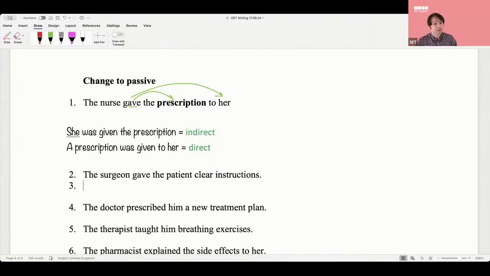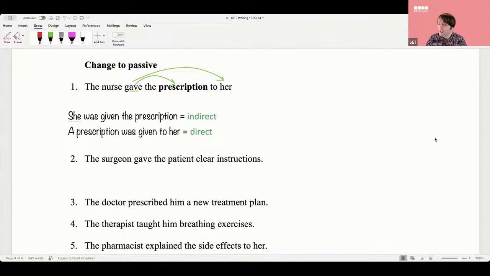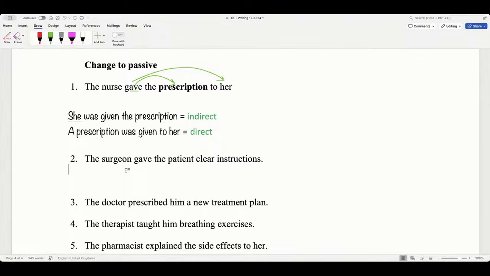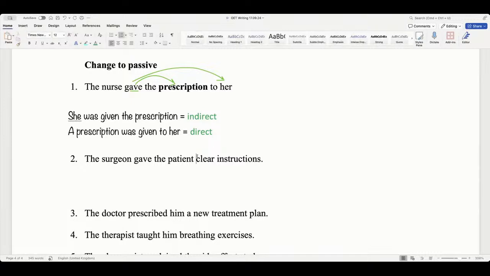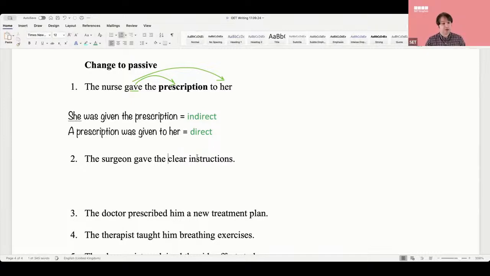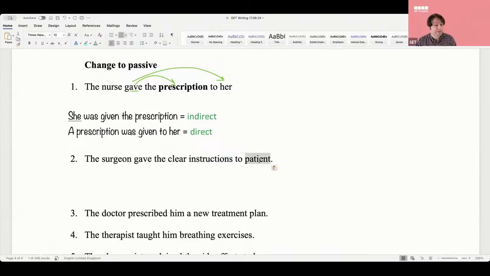Okay, what about this one, guys? The surgeon gave the patient clear instructions. Elvan, can you say hello? So where is the direct object here? Clear instructions. Yes, because again, we can change it, right? Clear instructions to the patient. Okay, so this is the direct object. This is the indirect object.